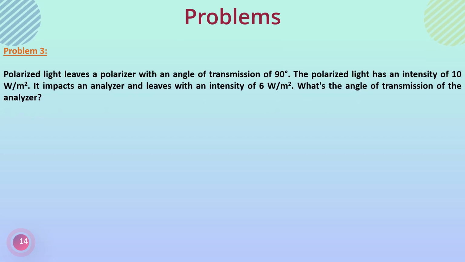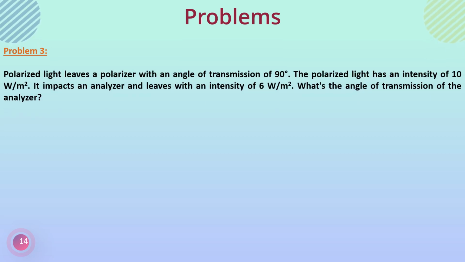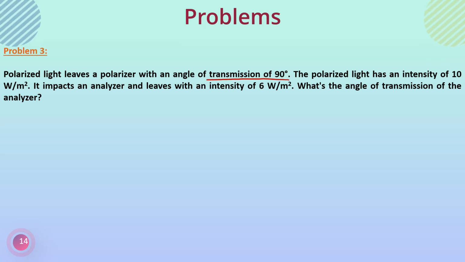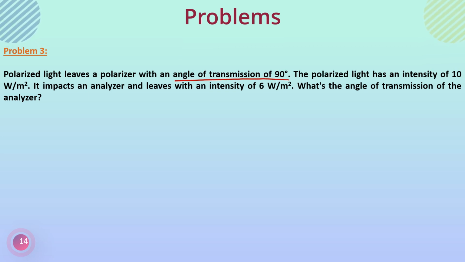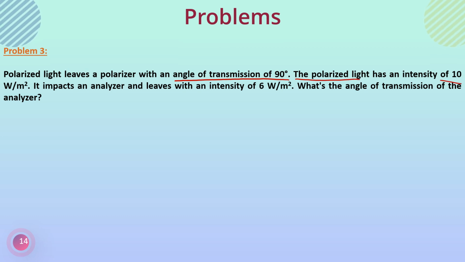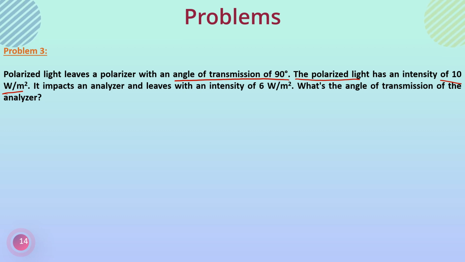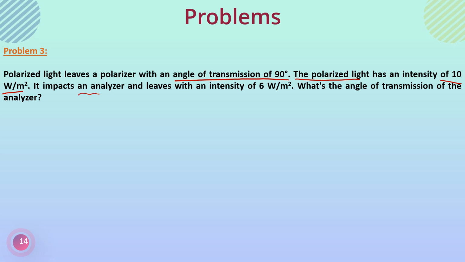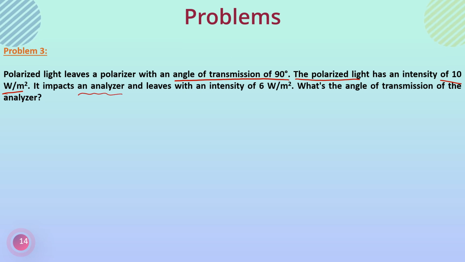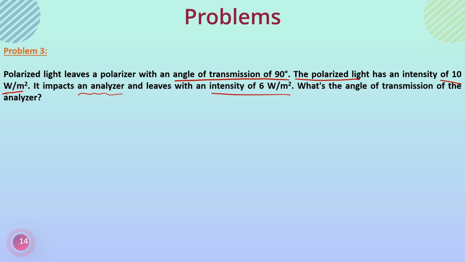Okay, problem number 3, our final problem today. Polarized light leaves a polarizer with the angle of transmission of 90. So we have basically a vertical polarizer. The polarized light has an intensity of 10 watt per meter square. It impacts an analyzer and it leaves with an intensity of 6 watt per meter square.